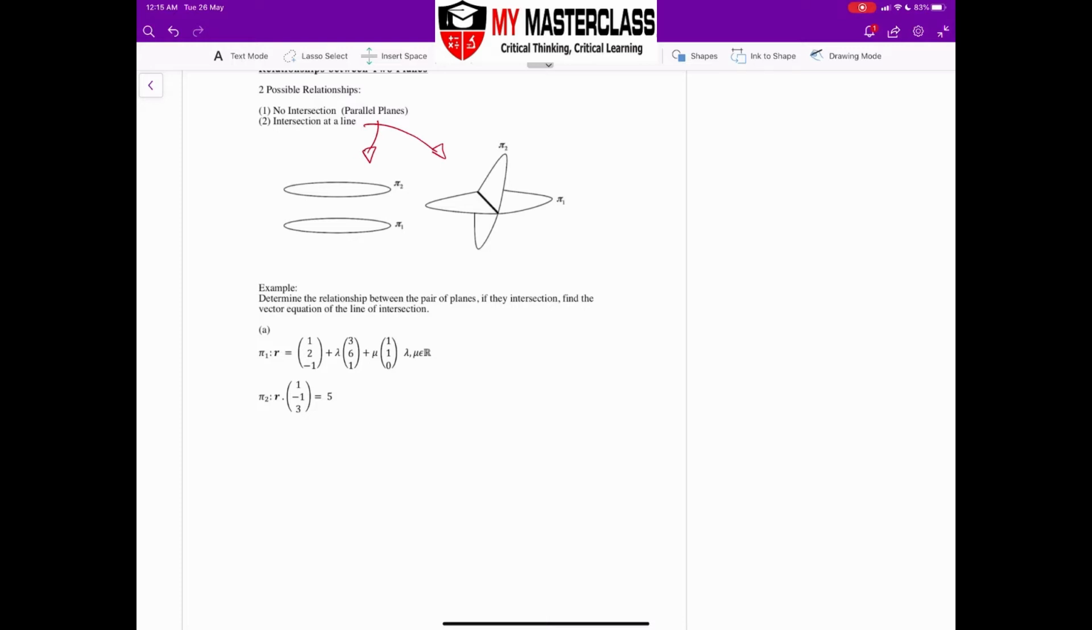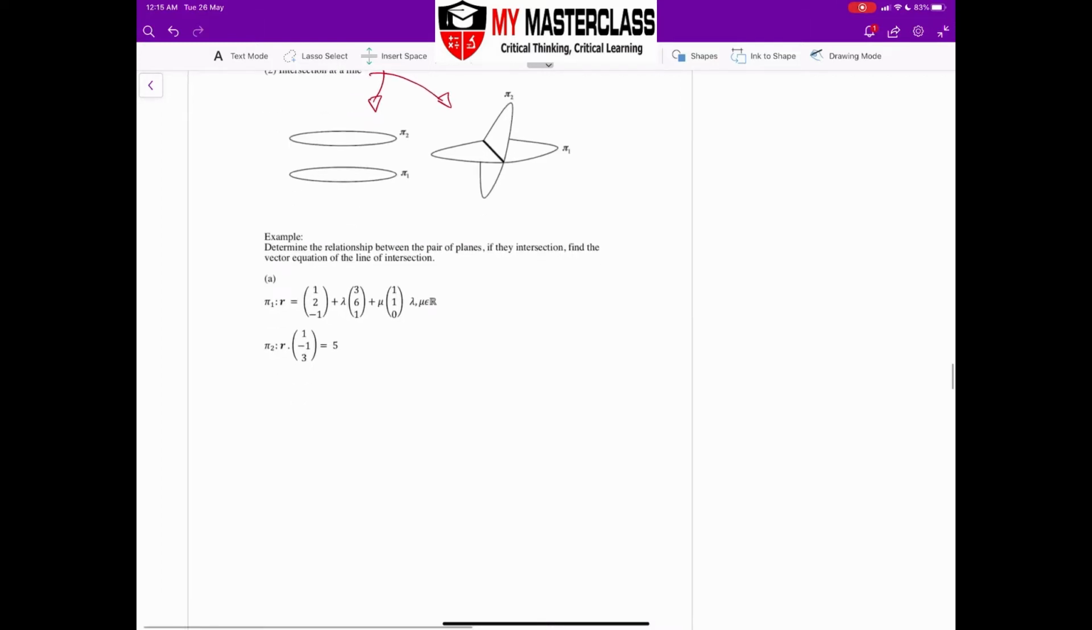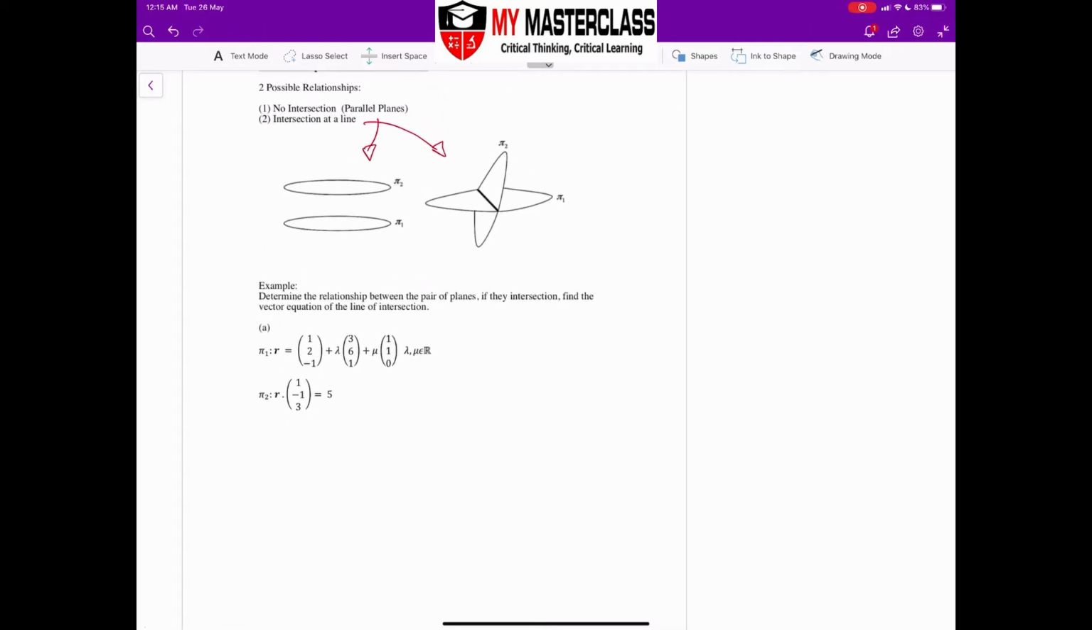Okay, obviously there's a third kind. The third kind is actually the planes are the same. Planes are the same essentially just means that the planes are parallel and the normal and the constant at the back is the same. So you just have to compare the normal, compare the constant. If they are exactly the same, it means that the planes are the same. But generally it still falls under the parallel planes over here.